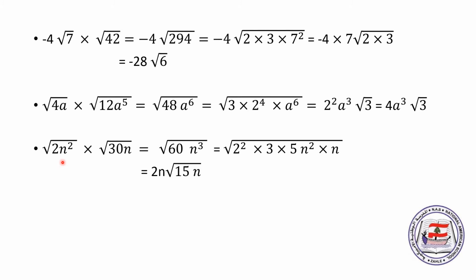The final question, square root of 2n squared times square root of 30n, gives radical of 60n cubed. Writing the decomposition of 60 gives 2 squared times 3 times 5. Since n is with odd exponent, we need to write it into product of even exponent with exponent 1. So we need to write n squared times n to the power of 1. Reducing this expression gives 2 times n, and the remaining will be radical 15n.